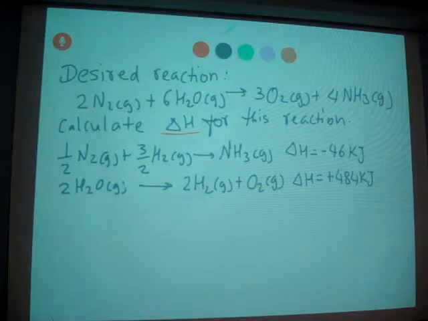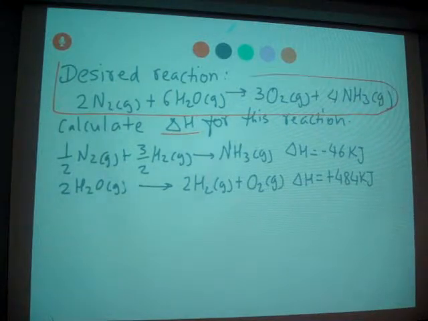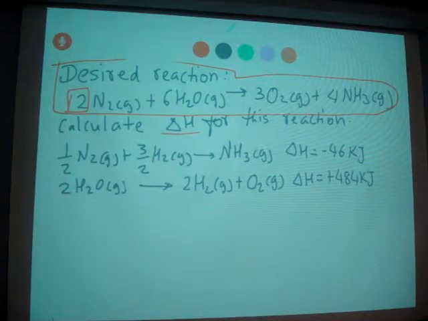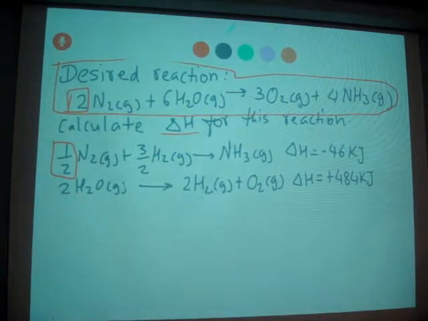So now looking into this desired equation, we know that N2 is on the reactant side, and it's 2 moles. Here we have 1/2 mole. So we can multiply by 4. This reaction, I would say A and B, this one we are going to multiply by 4, so that way we get 2 moles of N2.